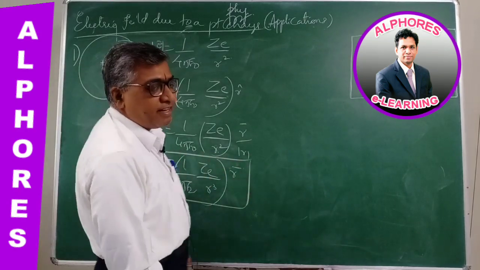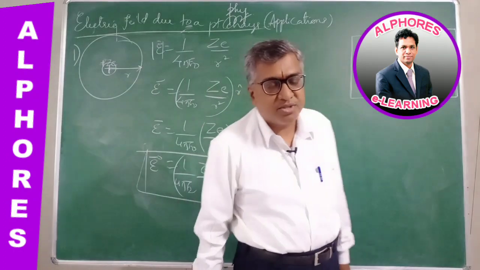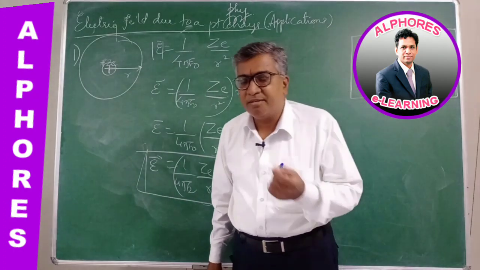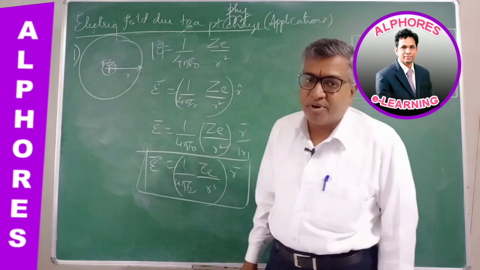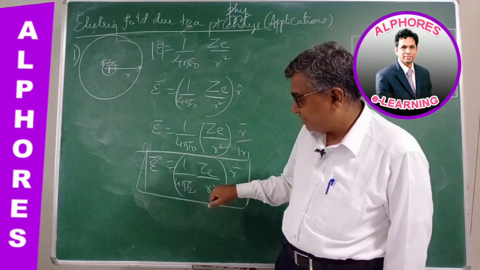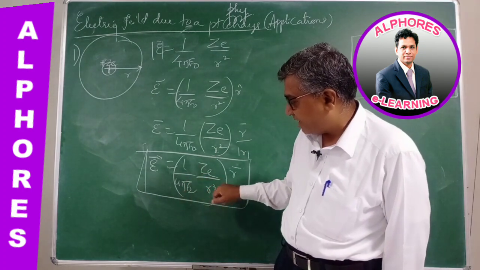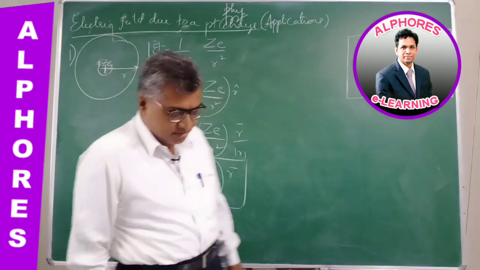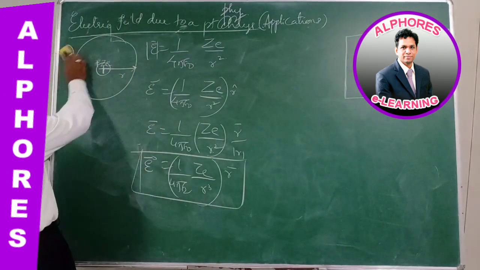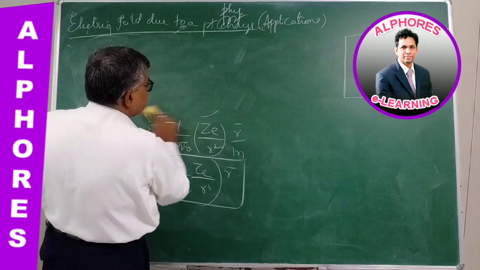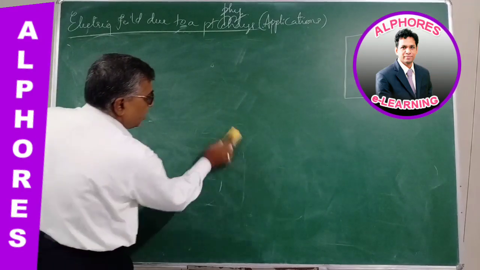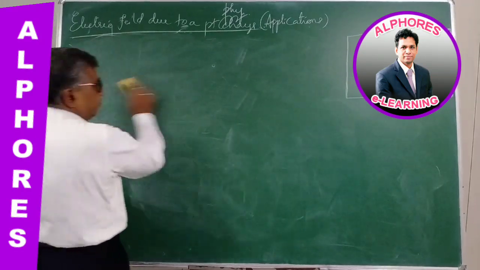The electric field vector due to the nucleus of an atom at a point P, at any point on the orbit of radius r, is 1 by 4 pi epsilon naught Ze by r cube times r bar, right? So this is the way the questions are asked there.